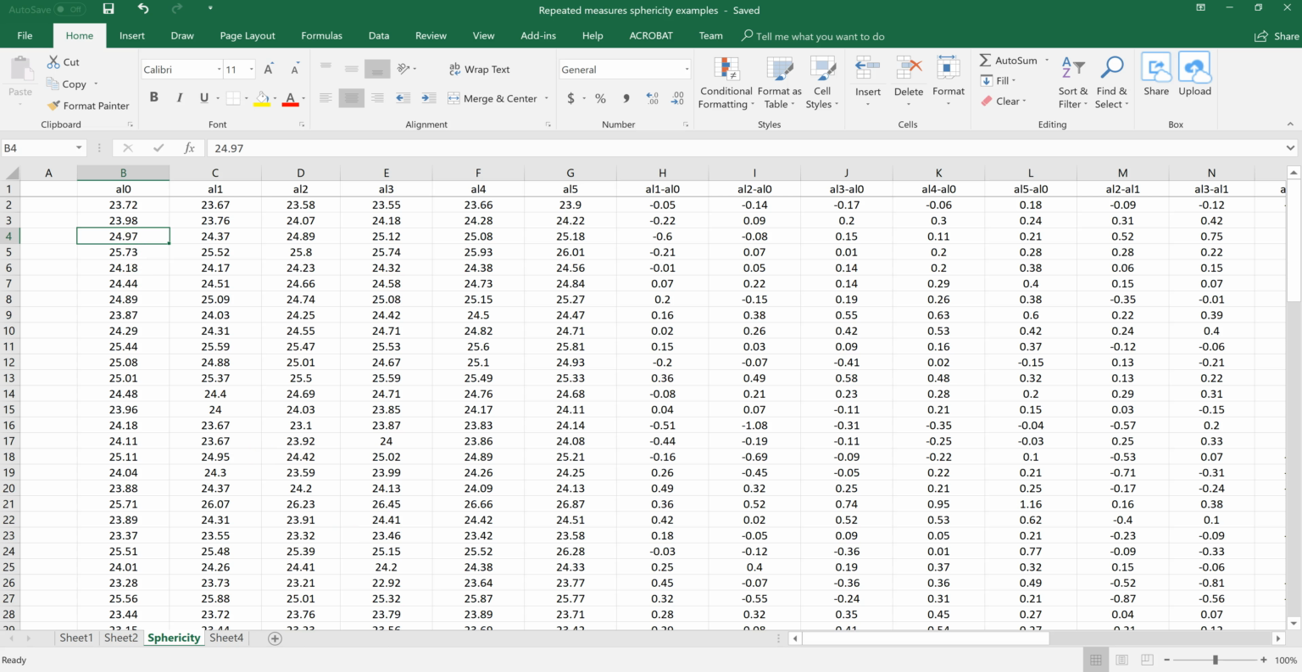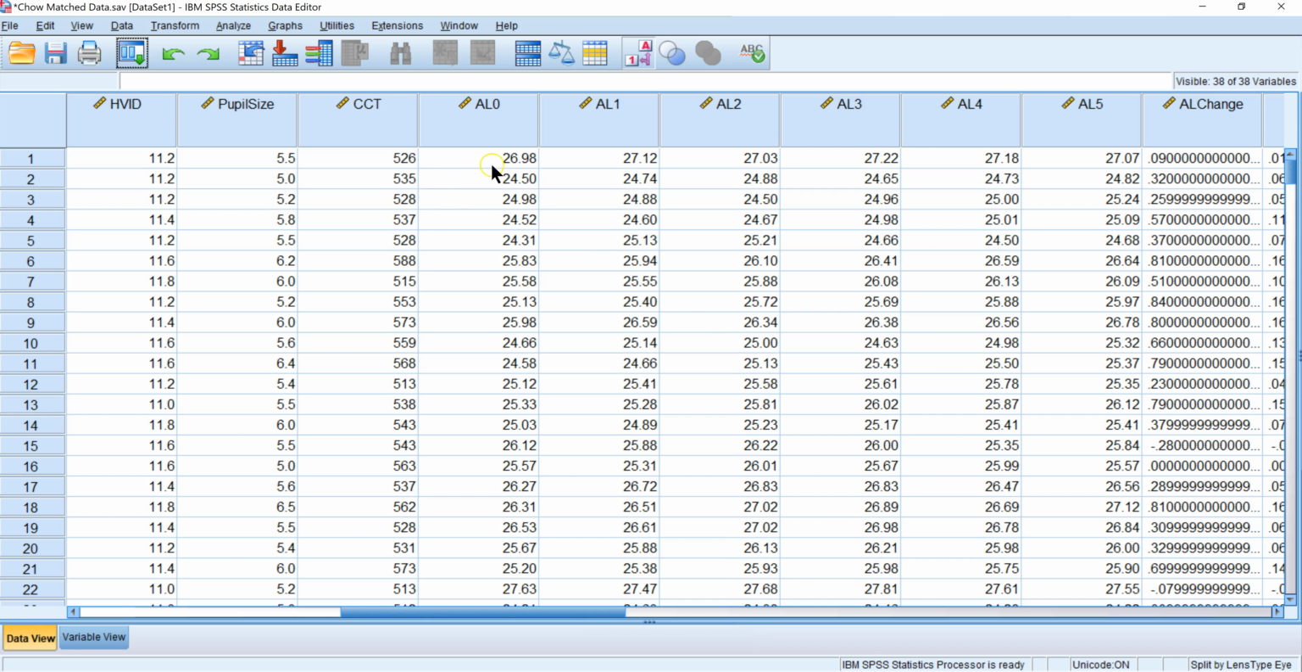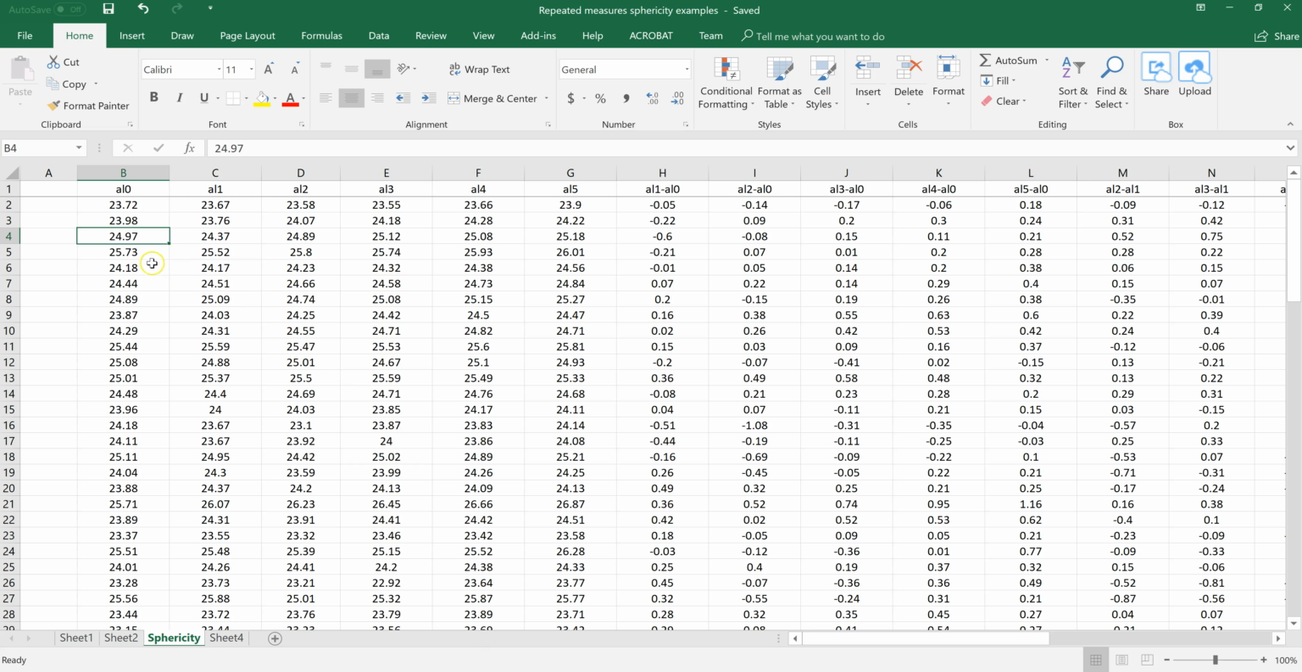So I have copied down from the database, let's see, SPSS, the AL 0 through 5 years. So we have 26, 27, 12. No, they're not in the same order. Well, anyway, I have copied down all the raw data. Now, sphericity basically looks at the differences. And so we have axial length 1 minus axial length 0.